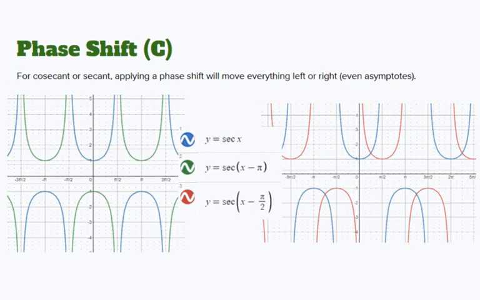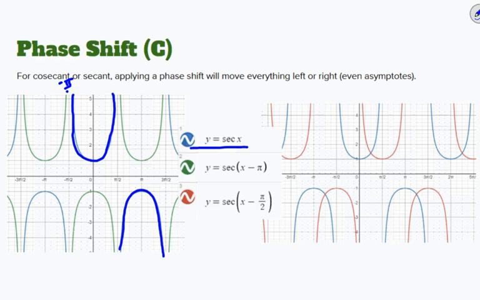Next one, phase shift. Phase shift, all we're doing is moving it over. And I think the easiest way to look at this, where do I start? I start with y equals secant x. It's like this. That's one full cycle from negative pi over 2 to 3 pi over 2.